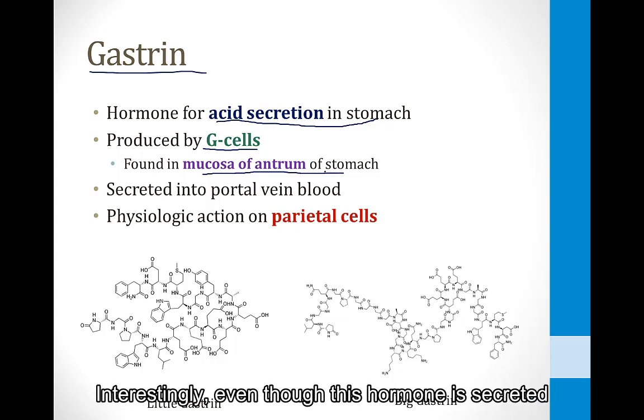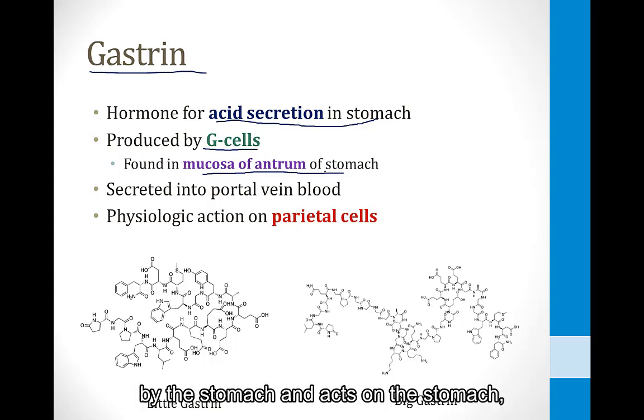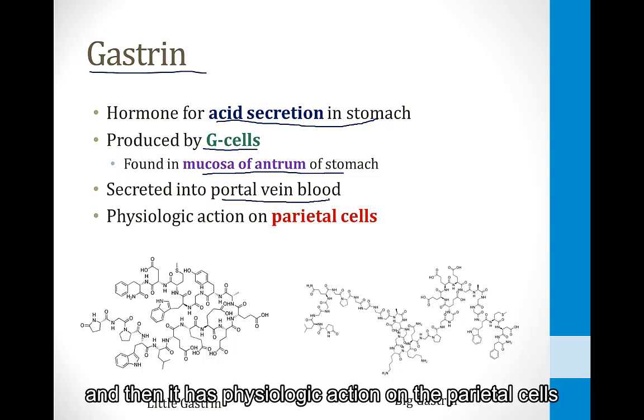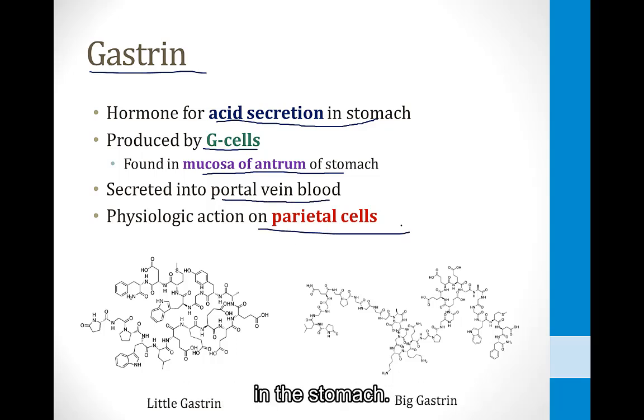Interestingly, even though this hormone is secreted by the stomach and acts on the stomach, it actually travels through the blood to get to its site of action. It's secreted into the portal vein blood, and then it has physiologic action on the parietal cells in the stomach.